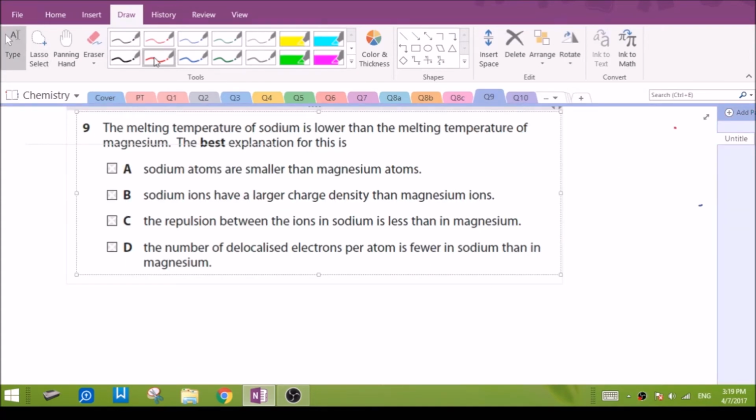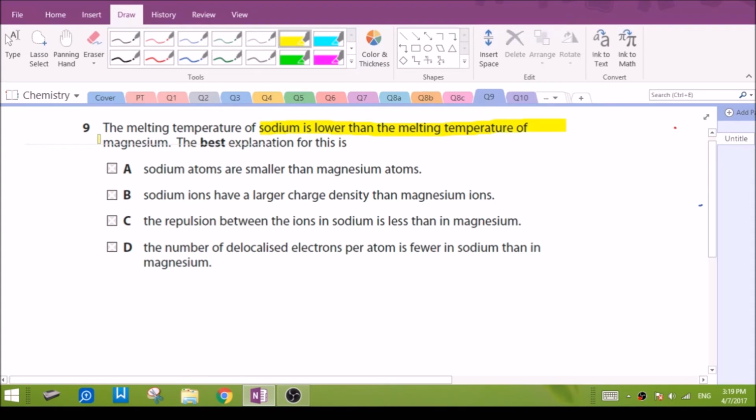Number 9, we are trying to explain why the melting point of sodium is lower than that of magnesium. So let's look at option A. Sodium atoms are smaller than magnesium atoms. Well, this statement is incorrect on its own, even without seeing whether it's relevant to the melting point. Sodium atoms, we know, have 11 protons. Magnesium atoms have 12 protons.